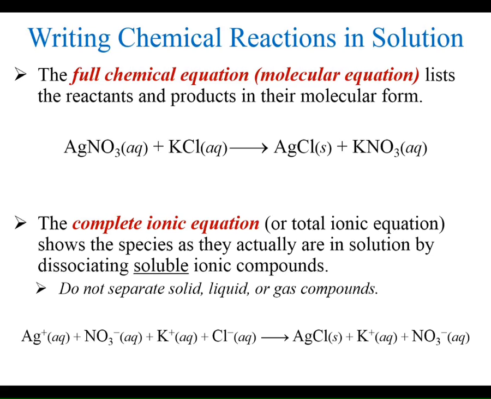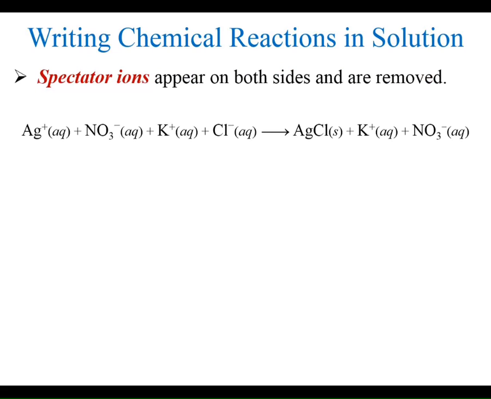It was just there to bring along the silver. The chloride was just there to bring along the potassium. So those we call spectator ions. So we don't really care about those. We're going to cross those out. And then what I'm left with, that's the meat of the reaction.